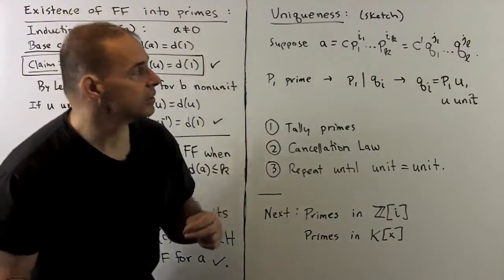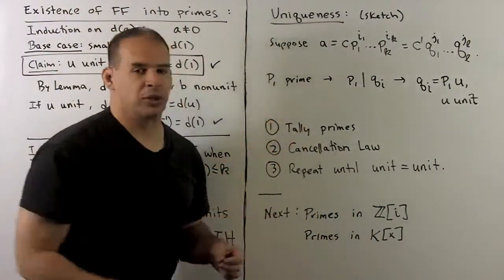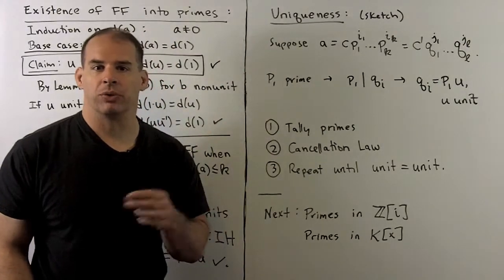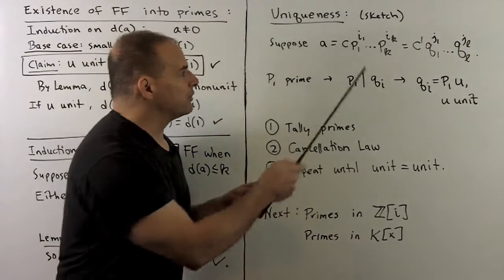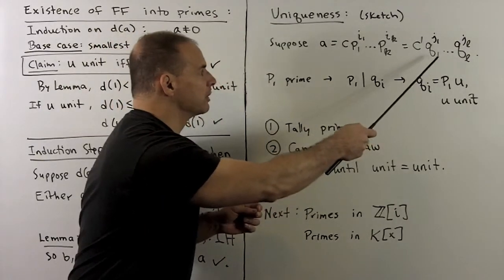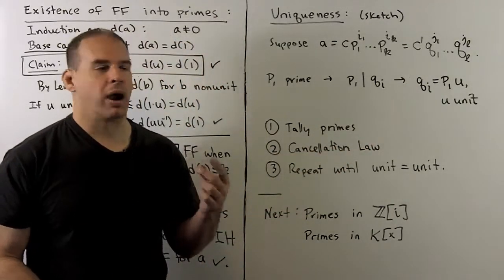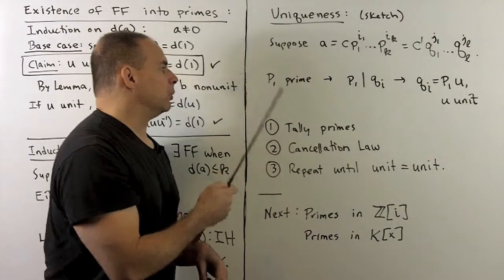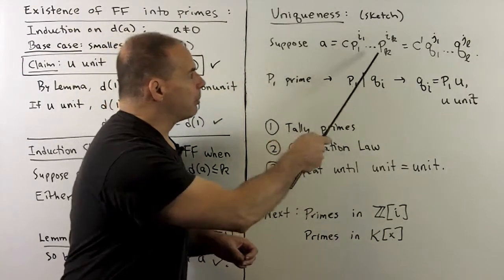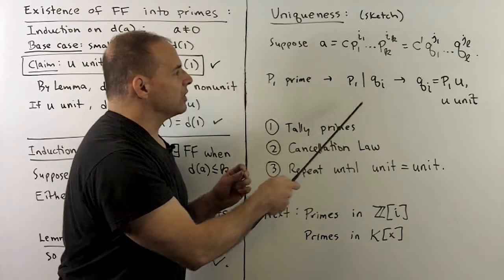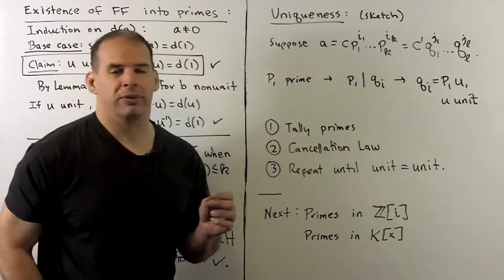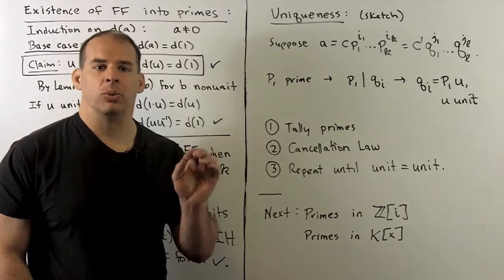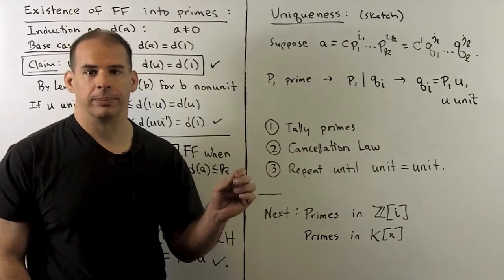For uniqueness, we just give a sketch of the proof. You can build an induction proof around these ideas. So let's assume A is non-zero, and we have two factorizations into primes. I'll pick a prime on the left-hand side, say P1. By the prime property, P1 is going to divide some Qi. Now, because these are both primes, Qi is going to be equal to P1 times U with U a unit.